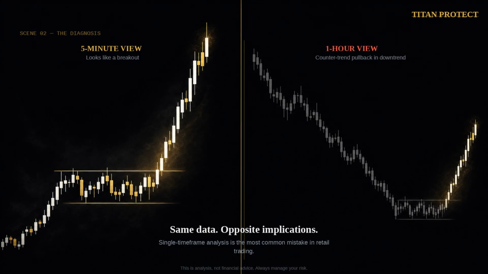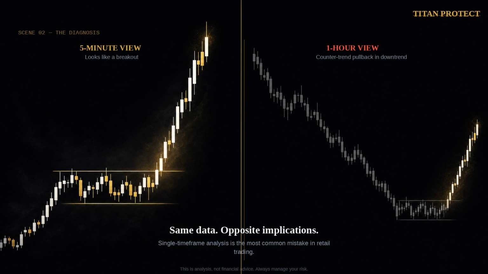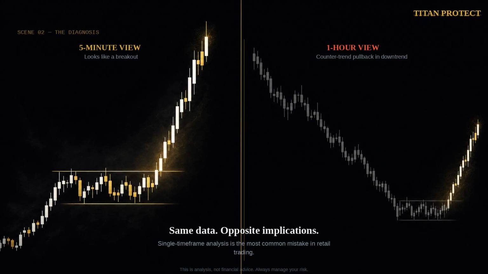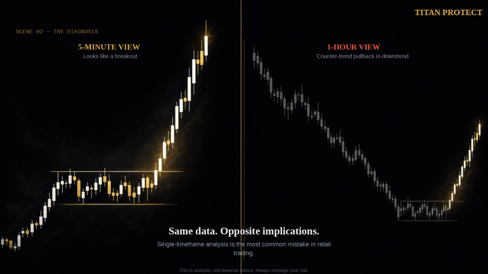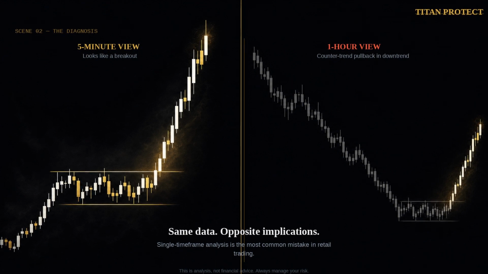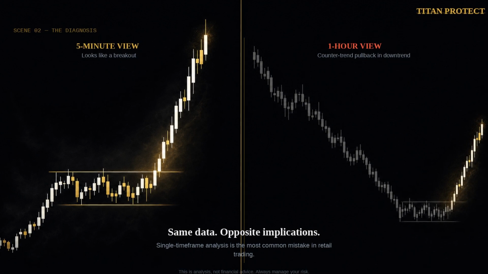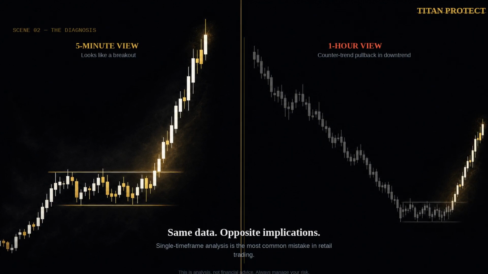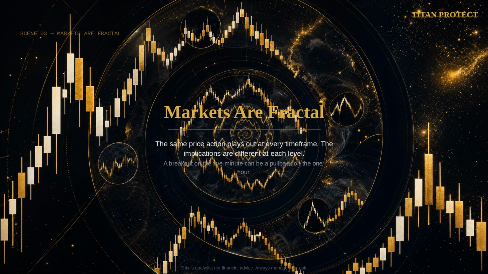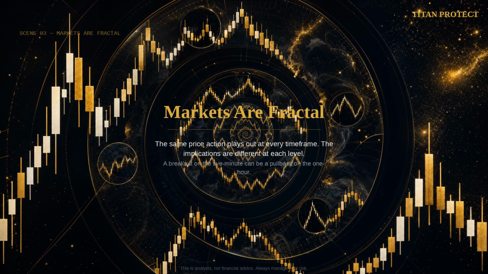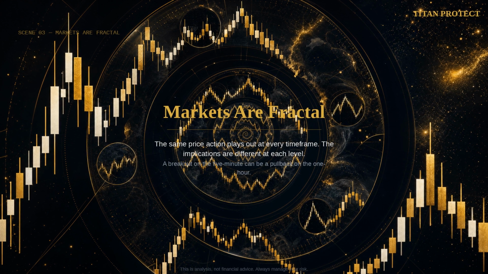Single time frame analysis. Trading what you see on the screen in front of you without checking what the higher time frames are doing. Markets are fractal. The same price action plays out at every time frame, but the implications are different at each level. A breakout on the 5-minute can be a counter-trend pullback on the 1 hour. A bullish daily structure can be a bearish weekly structure. A weekly support can be a monthly resistance. If your time frames disagree, the lower time frame loses.